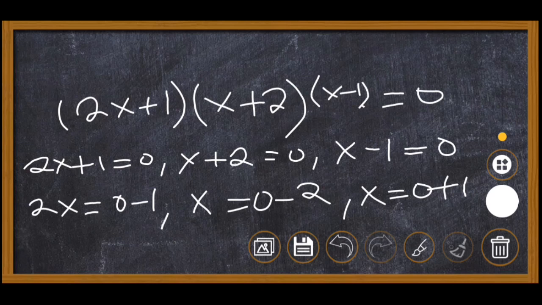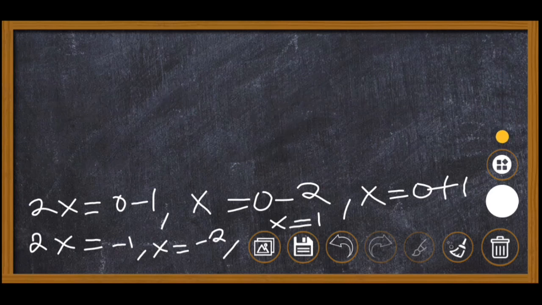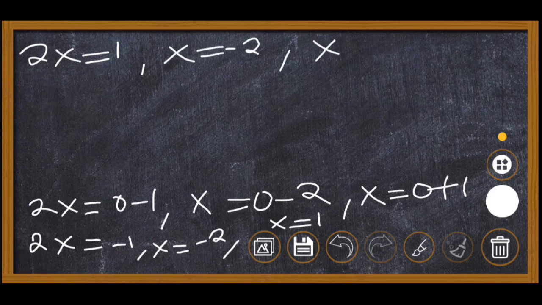So in this case, let's subtract 0 minus 1. So we're going to have 2x equals 0 minus 1, it's negative 1. And then here we have 0 minus 2, it's negative 2. And then also here, when we add, we are going to have x equals 0 plus 1, it's 1. So let me just write these values that we have on top here, for the sake of not seeing properly down there. So we have 2x equals 1. We also have x equals negative 2. And then we also have x equals 1.